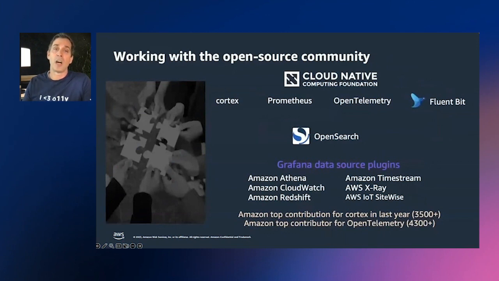Amazon is a top 12 contributor in the OpenTelemetry project. Some key contributions include collector tracing and metric stability, including improved Prometheus interoperability. We have 3 Cortex maintainers at AWS, and Amazon is the #1 contributor to this project in the last year.